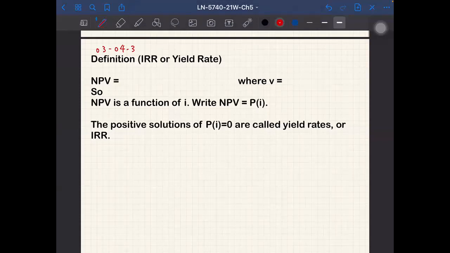Hi, we continue section 5.a, NPV and IRR. So now that we define the IRR, the internal rate of return, it's also called the yield rate.